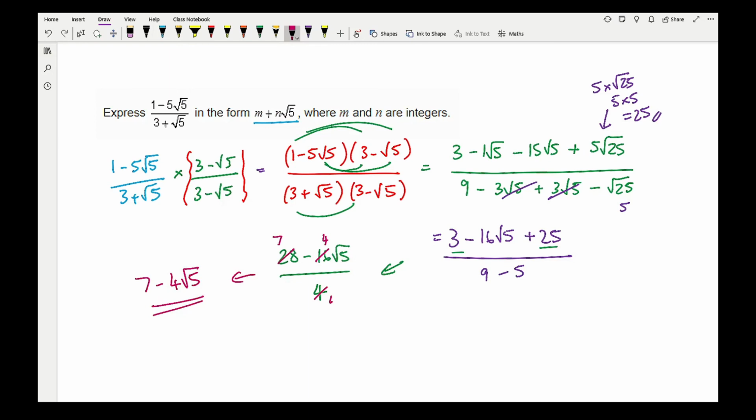And if I wanted to, again, I've got m equals 7 and n equals minus 4.